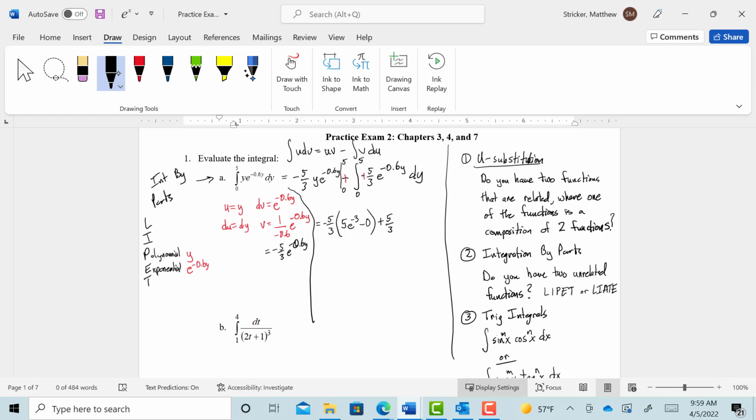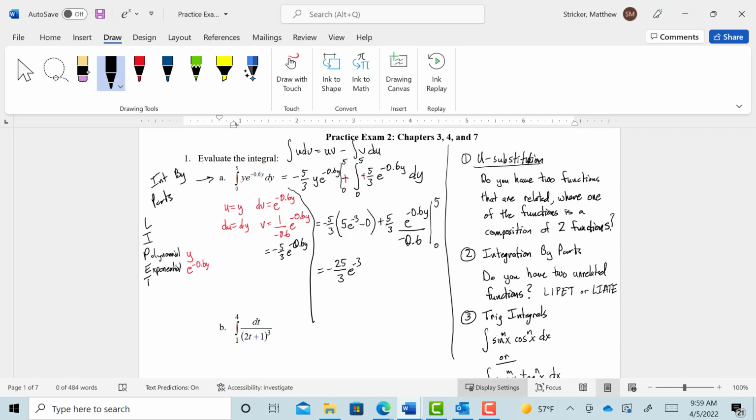And then again, we're taking the antiderivative e to the minus 0.6y. So that's e to the minus 0.6y. And then we're going to divide by minus 0.6, evaluating between 0 and 5. We have minus 5/3 times 5e to the minus 3. That's actually going to be minus 25 over 3 e to the minus 3.